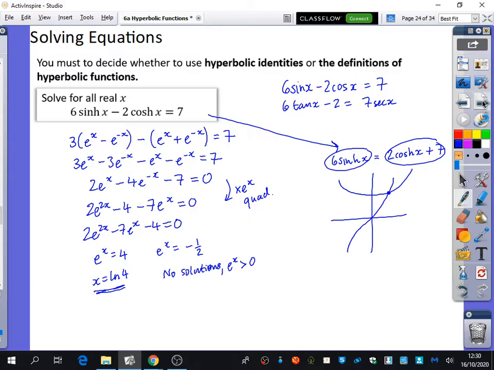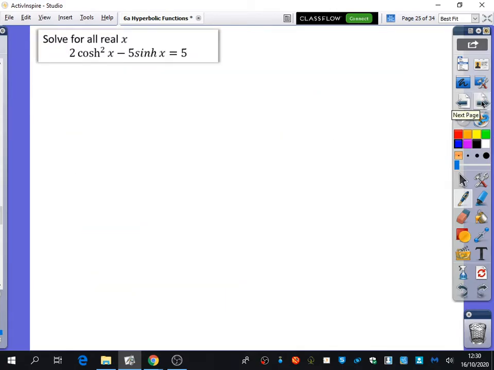Can I go on to the next bit? Yeah. So this time, we have this equation: 2 cos squared x minus 5 sine x equals 5. If this were trigonometry, what would you do? Yeah, if this were trigonometry, we would be annoyed that we have a mixture of cos squared and sine, so we would replace the cos squared with sine squared.